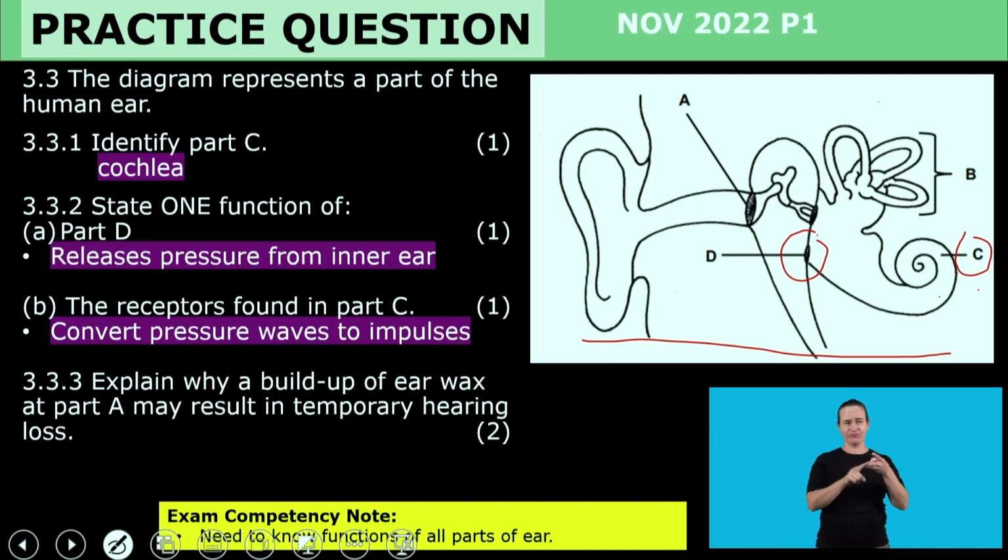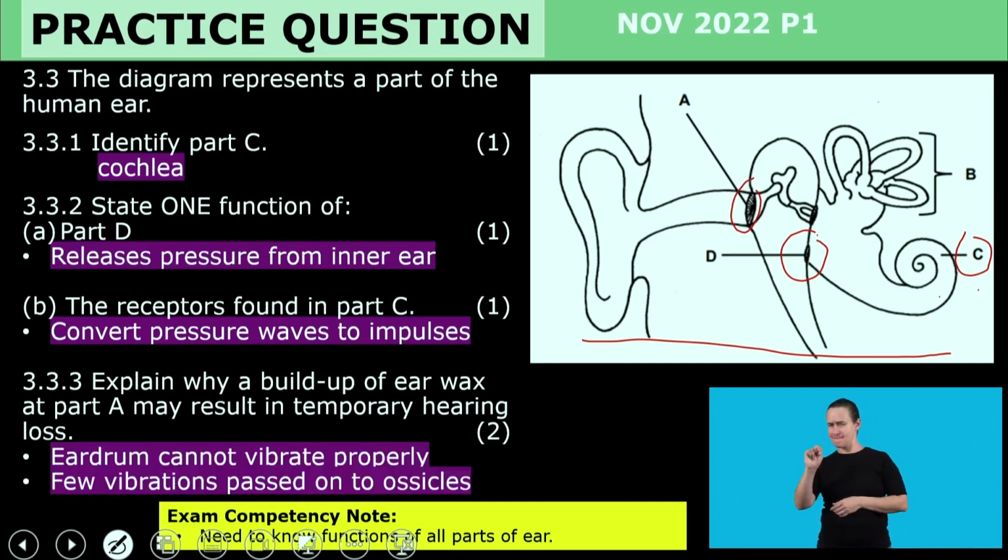3.3.3, explain why a build-up of earwax at part A may result in temporary hearing loss. Check part A. This is part A, and part A is the tympanic membrane. What will happen if we've got a build-up there? The eardrum, which is the tympanic membrane, cannot vibrate properly, 1 mark, and few vibrations are passed on to the ossicles or to the middle ear. There is your 2 marks. So if we've got wax that is full here, the vibration is compromised.